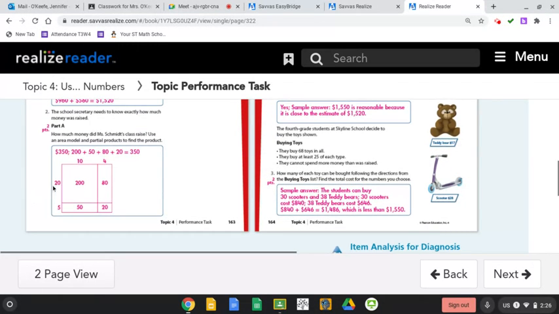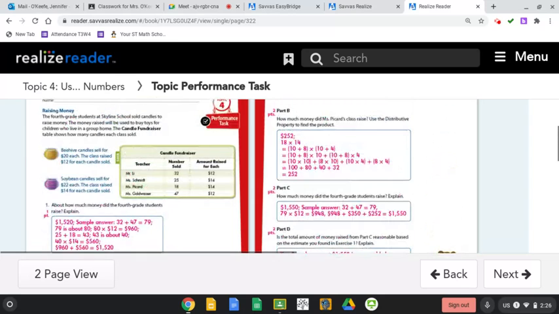So here we have the area model, 25, 14. We have the partial products, 20 times 10 is 200, 20 times 4 is 80, 5 times 10 is 50, and 5 times 4 is 20. We add them all together, and $350 raised in Ms. Schmidt's class. Part B, how much money did Ms. Pickard's class raise? Use the distributive property to find the product.